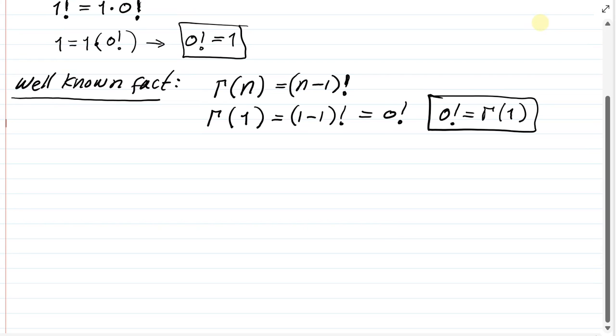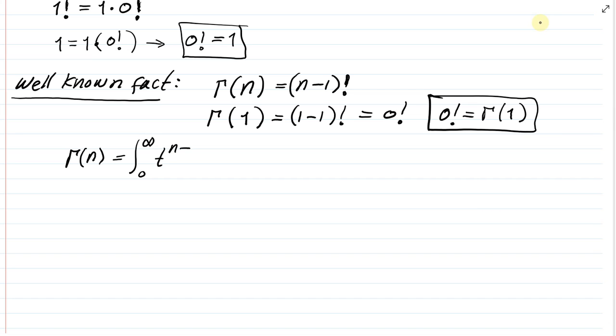Okay, so at this point, I need to determine what gamma of 1 is, right? So let's go to the actual gamma function. The general gamma function looks like this. The gamma of n is defined as the integral from 0 to infinity of t to the n minus 1 times e to the negative t dt. Okay, so that is what the gamma function is. Now, I want to evaluate gamma of 1.